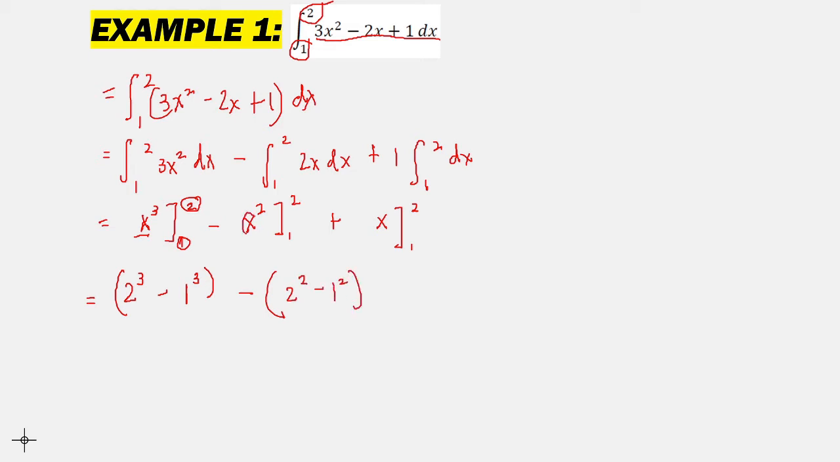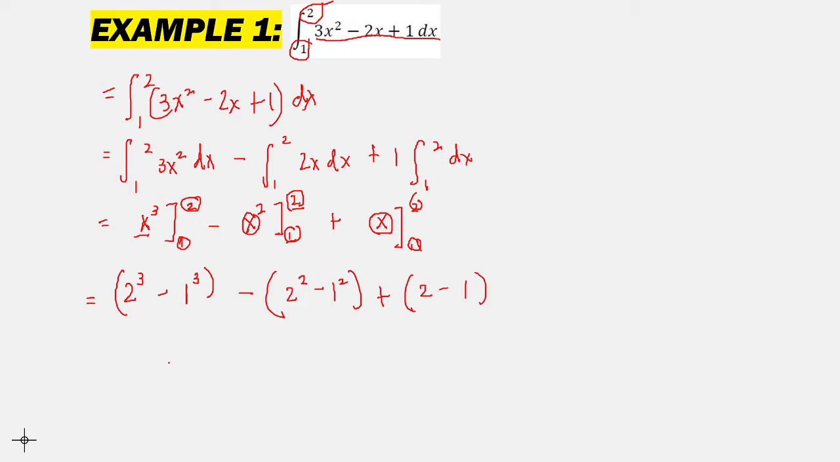Okay, so again, 2 and 1. So higher 2 squared minus lower 1 squared. Plus, this one, the upper limit is 2. The lower limit is 1. So 2 minus 1. So higher minus lower, x approaches from 1 to 2.